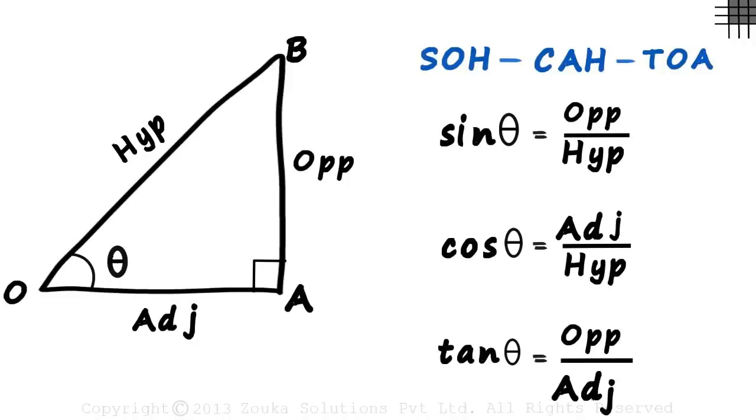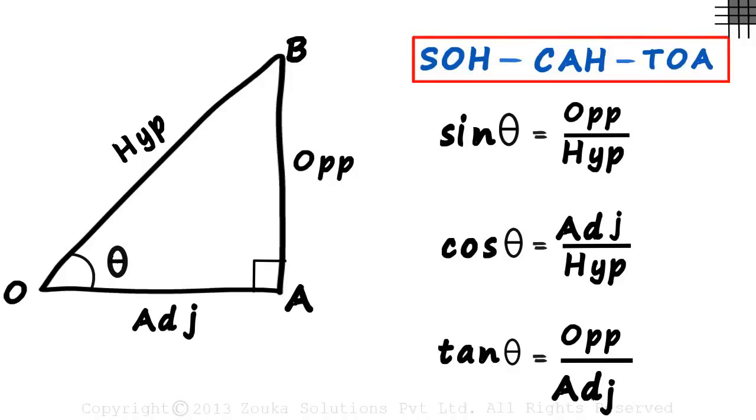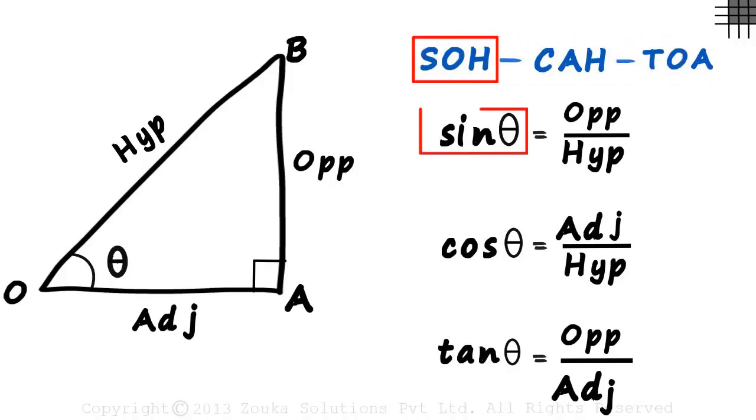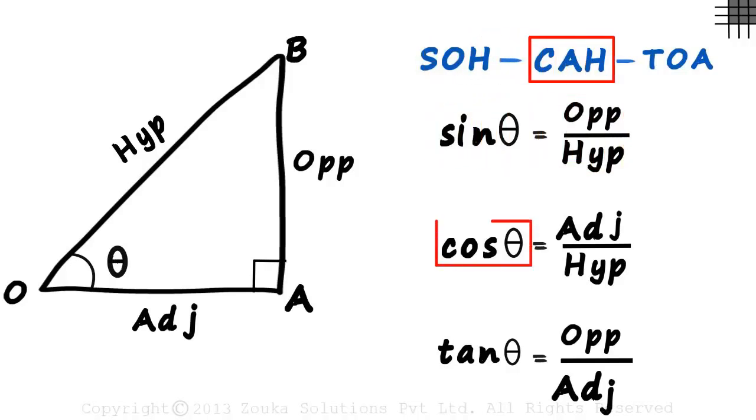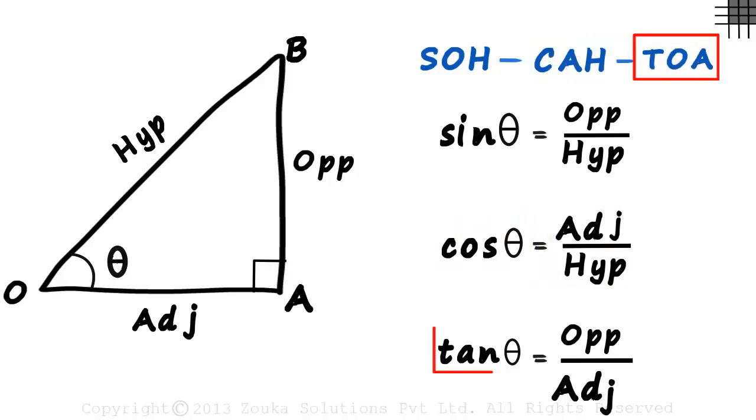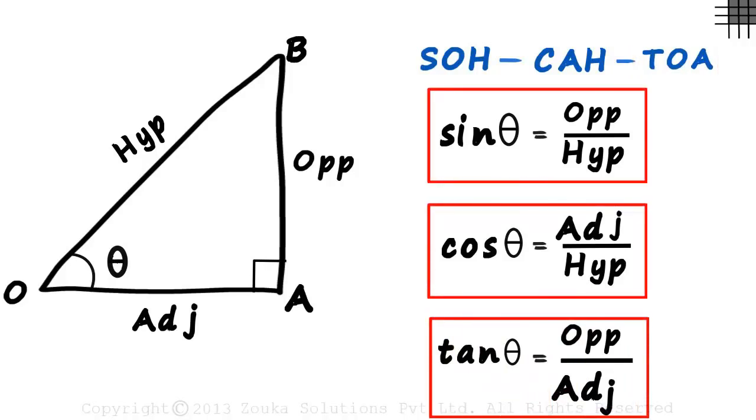Before we move on to understanding the concept of a unit circle, let us review what we did previously. The code we use to remember the formulae is SOH CAH TOA. SOH tells us that sine theta is opposite by hypotenuse. CAH tells us cos theta is adjacent by hypotenuse. And TOA tells us tan theta is opposite by adjacent. These are the three basic formulae we use in trigonometry.